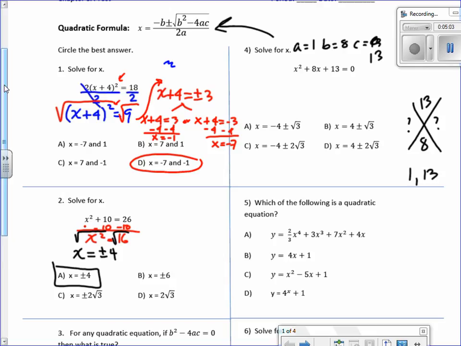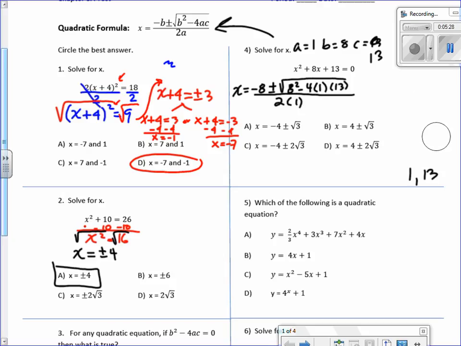So now I'm going to plug all my information into the quadratic formula. And so x equals the opposite of b plus or minus the square root of b squared minus 4 times a times c, and all of that is over 2 times a. So let me erase this. I have a little more room to work.